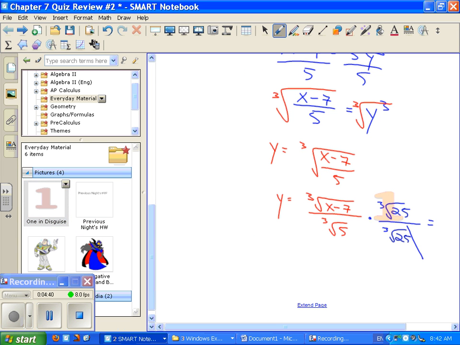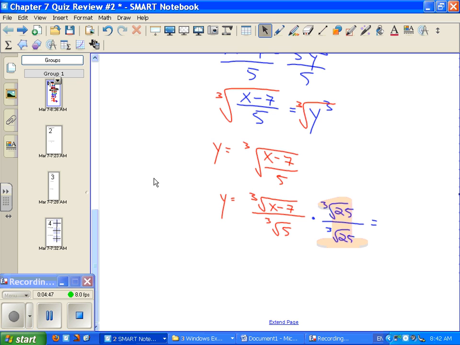because we know that's just a 1 in disguise. So when I multiply across, then I'm going to get the cubed root of 125 over. Now what am I going to get up here? 25x minus 175. Where did that come from?